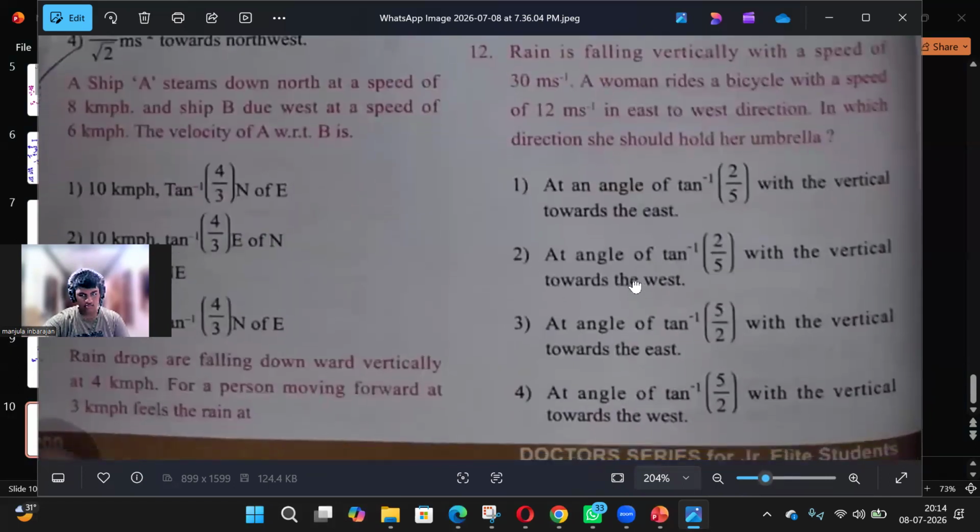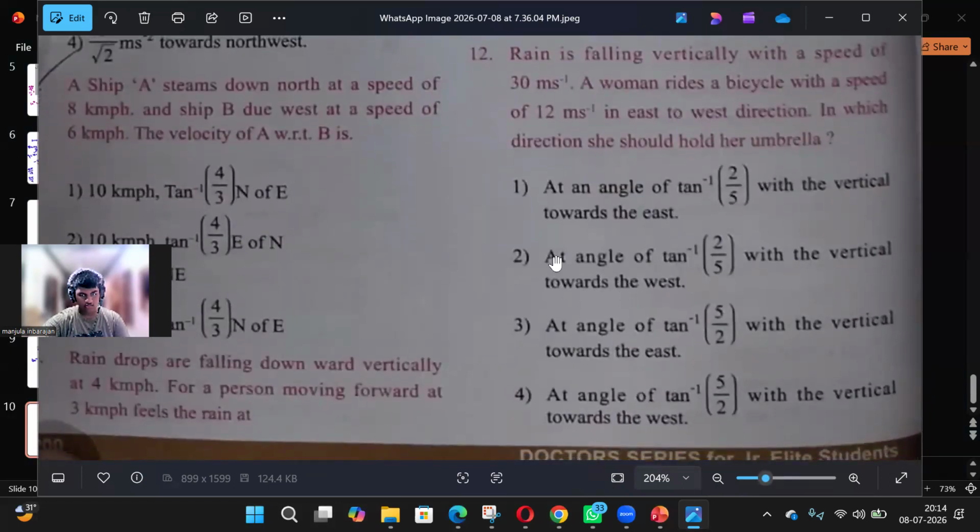So do you want to try this later, or finish it now? Okay, finish it then. Question 12. Rain is falling vertically, so the velocity of the rain... A woman rides a bicycle in the direction east to west. In which direction? It's a simple question. Velocity of the rain is 30. Velocity of the woman is 12. So what you have to find is the relative velocity, so 30 minus 12 with the directions. Obviously, rain is vertically downwards. If we take the upper direction as j cap, this is 30 minus j cap. And if we take east to west, then it is minus i cap.